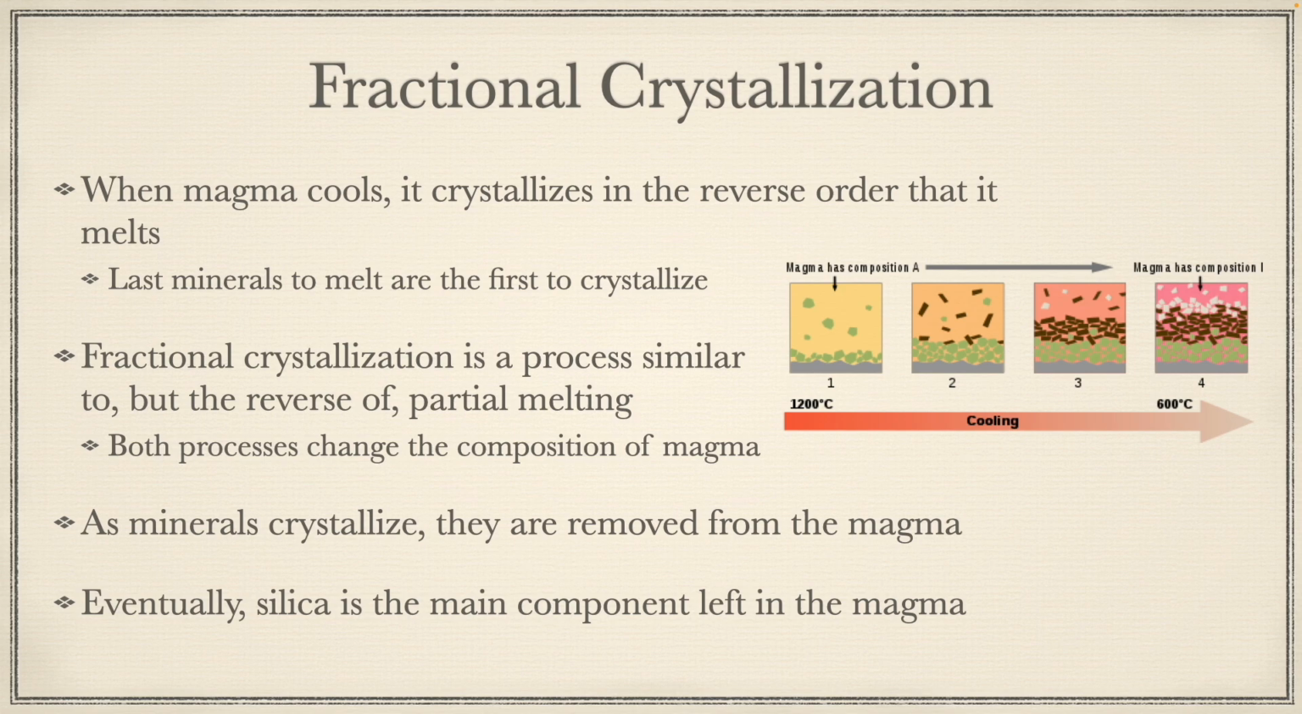Both processes change the composition of the magma because as fractional crystallization occurs, more and more minerals and elements are taken out of the magma. So as minerals crystallize, they're removed from the magma, and eventually silica is the main component left in that magma.